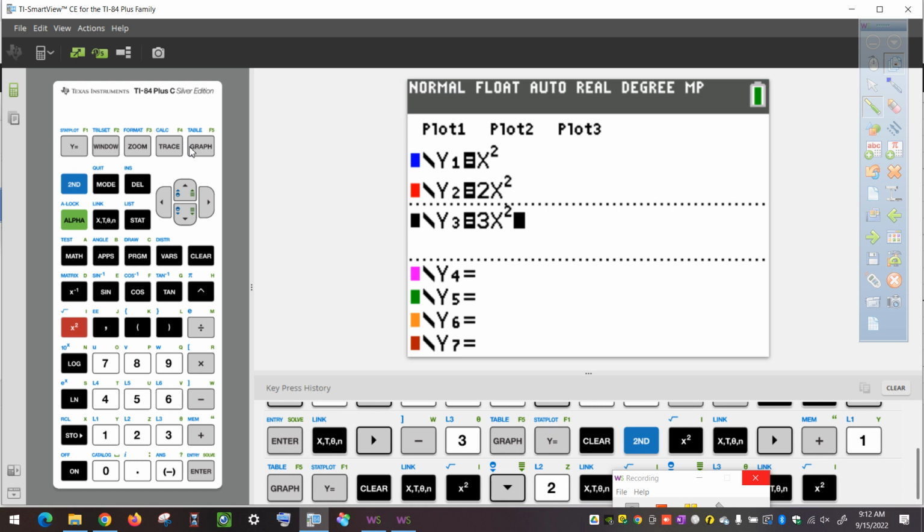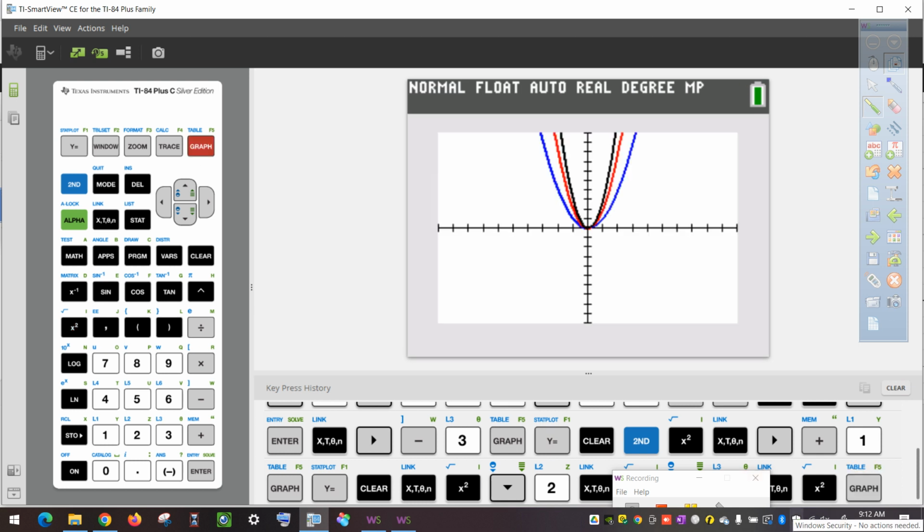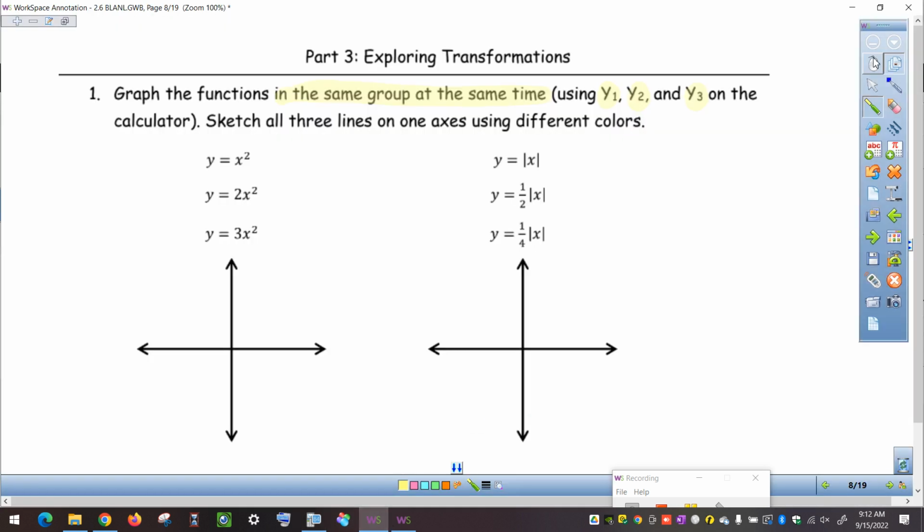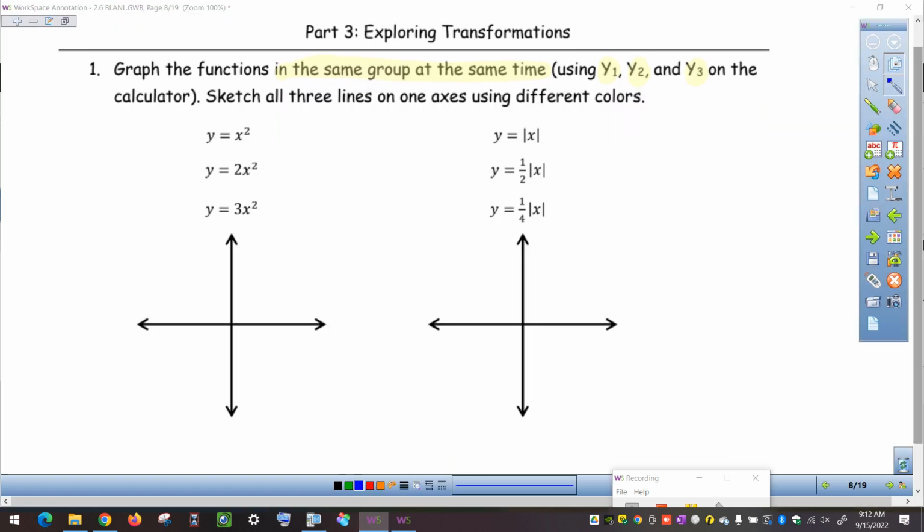All right, so let's take a look at this one together. I'm going to go ahead and hit graph. That did it pretty quick there. I can see that my original graph, the x squared, is the widest one, showing up in blue. So I'm going to go ahead and copy that here. And if I don't have the different colors, I'm just going to go ahead and label which equation that was.